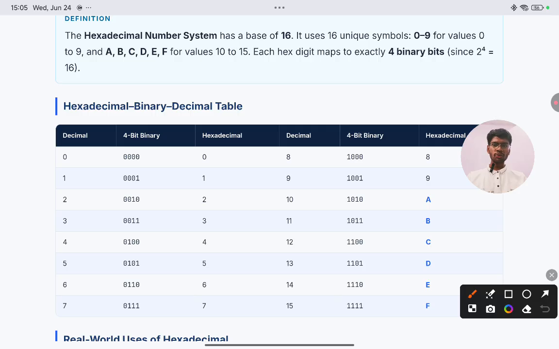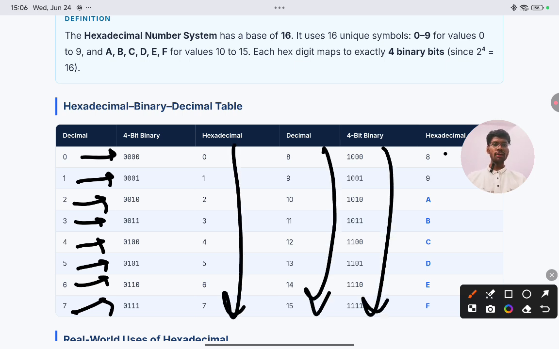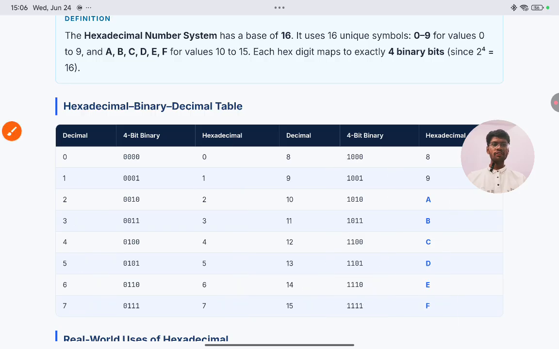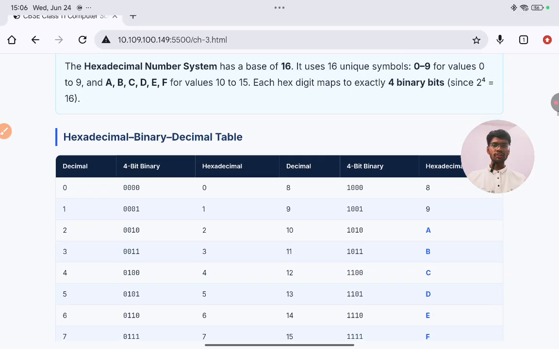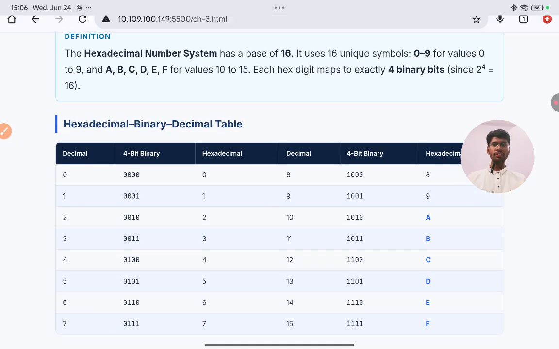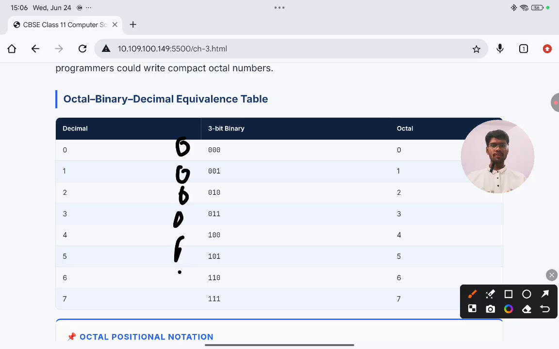So that 2 to the power n formula is working here. And how to represent 0 as 4 zeros? 1 is 0001, 2 is 0010, 3 is 0011, 4 is 0100, 5 is 0101, 6 is 0110, 7 is 0111 like this, and this is the hexadecimal table: decimal format, 4-bit binary, hexadecimal part. So you have to understand this table and remember some of these things. Basically you can see all these are the same as in octal, just a 0 is added in front everywhere.